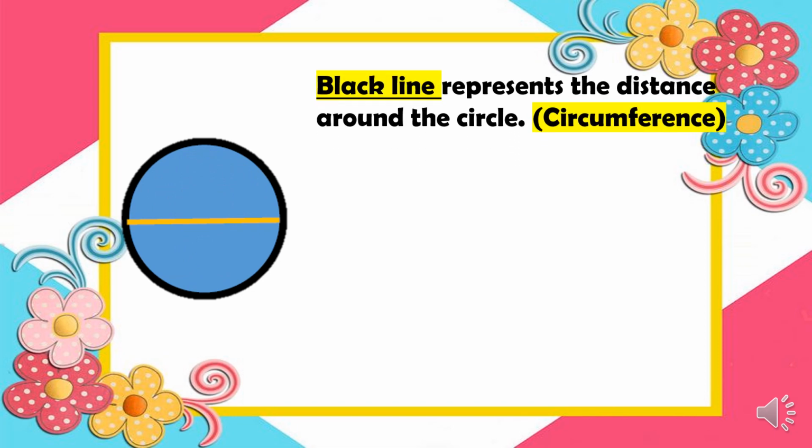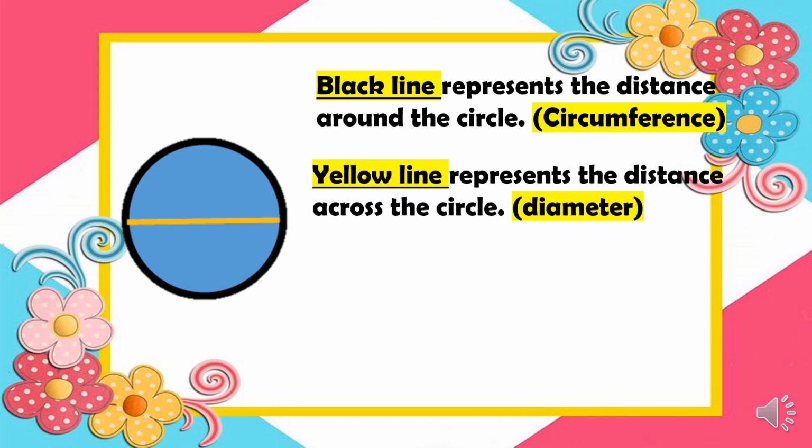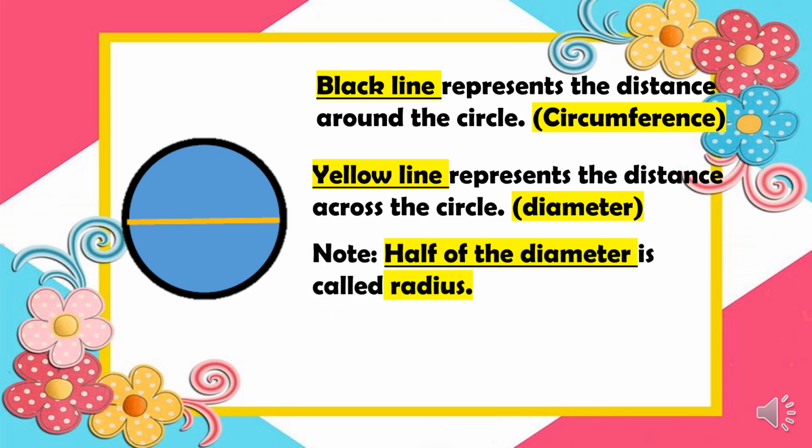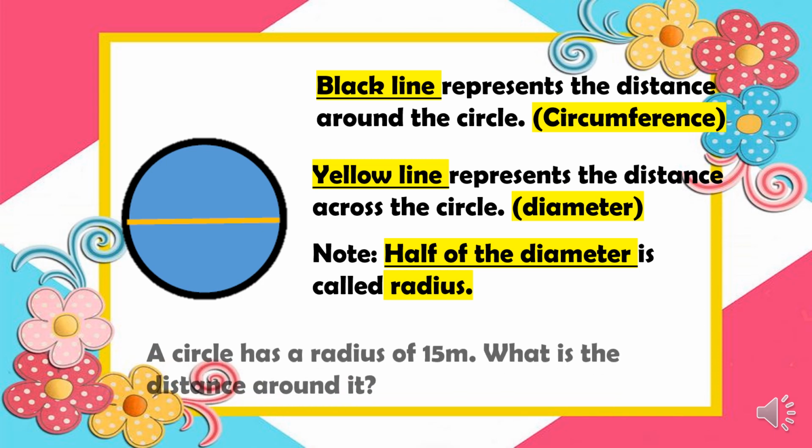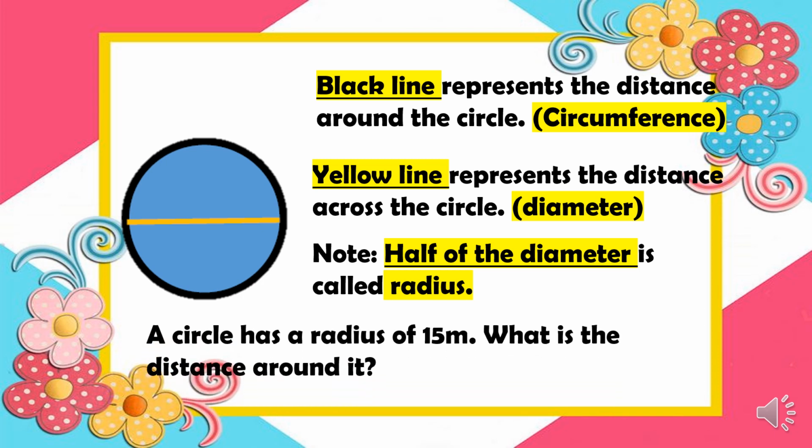The black line represents the distance around the circle, and we call that the circumference. And the yellow line represents the distance across the circle, and we call that the diameter. Note that half of the diameter is called the radius. A circle has a radius of 15 meters. Now, what is the distance around it?